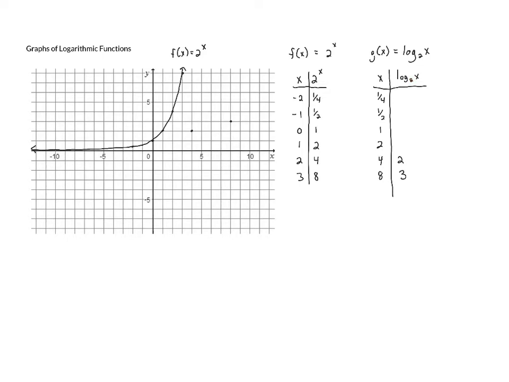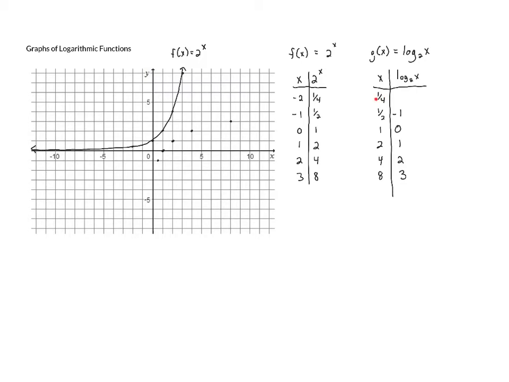Then 2 to the what power is 2? The answer is 1. So this gives us the point (2, 1). Then 2 to the what power is 1? We know that 2 to the 0 power is 1. So this gives us the point (1, 0). Now if we look at 1/2, this is saying 2 to which power is 1/2? And we know that that's going to be -1. So this gives us the point (1/2, -1).